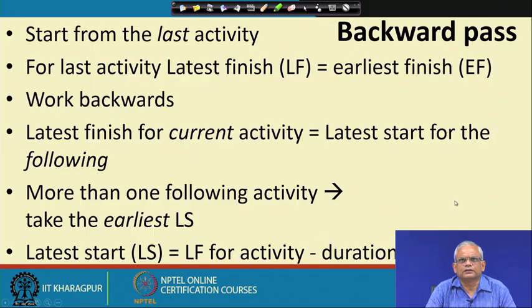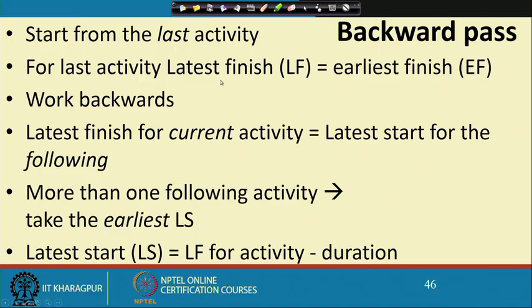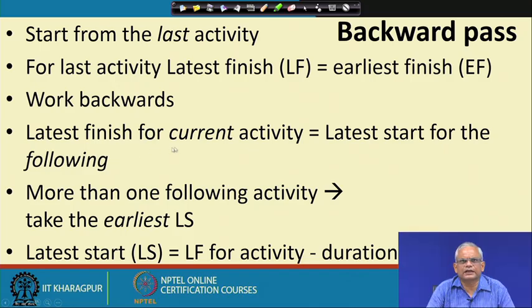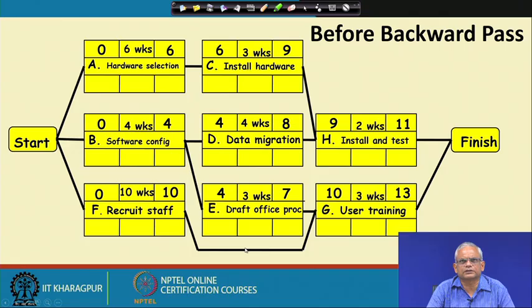And we will start the backward pass. For the last activity, we will set the latest finish time as the earliest finish time, as I was mentioning. From then we work backwards. The latest finish time for a task will be the latest start time of the following task, and if there are more than one following activity, we will take the earliest start time. And then from the latest finish time, we will compute the latest start time by subtracting the duration.